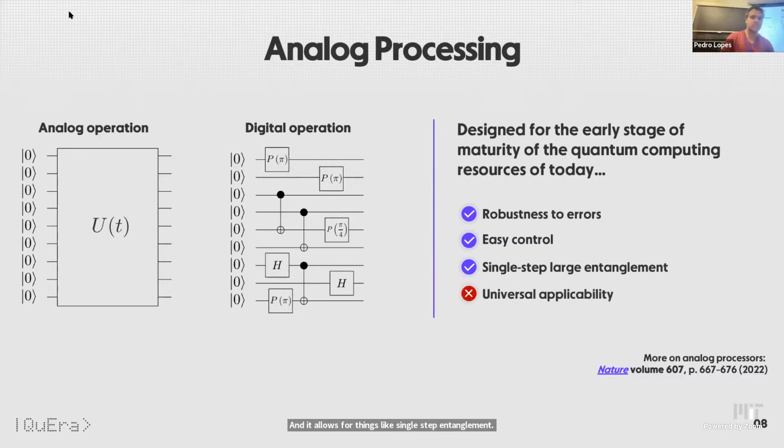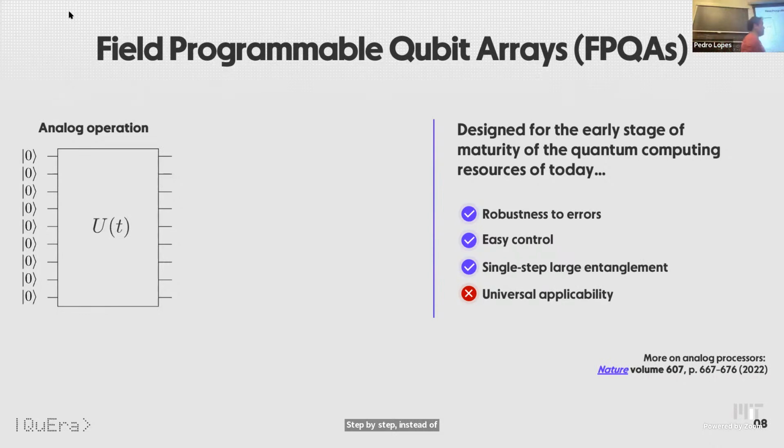Of course, there's a downside, right? How do you make this universal? In principle, if you can control this matrix here in any way, you can make it universal, but that requires a lot of complexity. So these machines are not born universal. These machines are born scalable. And universality is being brought step by step instead of scaling being brought step by step. Okay. It doesn't mean that we cannot do anything about it.